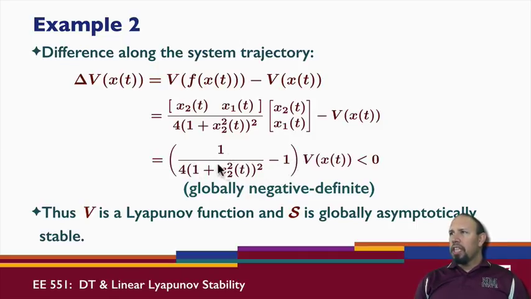Okay, so now I look at this quantity. This quantity is less than or equal to 1/4 for all x. So 1/4 minus 1, this quantity is going to be negative for all x. And so this function is globally negative definite. And since it is globally negative definite, and since v was radially unbounded, then the system is globally asymptotically stable. So we have that.